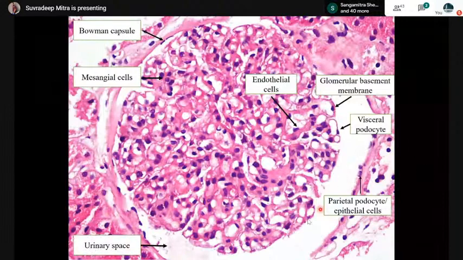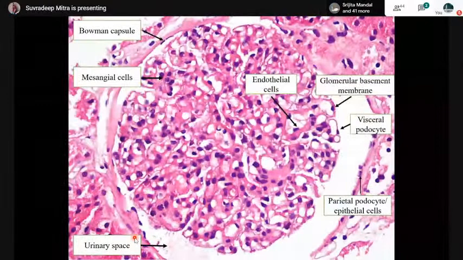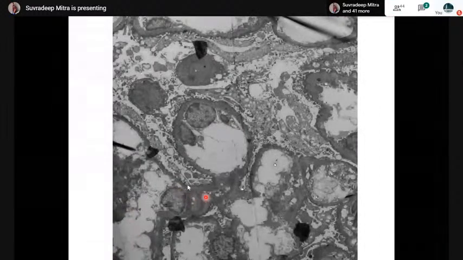The last thing that you should know in this glomerular morphology is the urinary space, also known as the Bowman space, which continues as proximal convoluted tubule at the tubal pole. Now I would like to show you the electron microscopy of the same glomerulus.